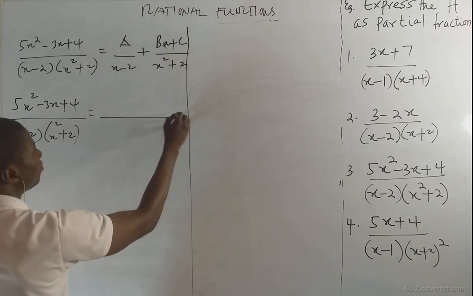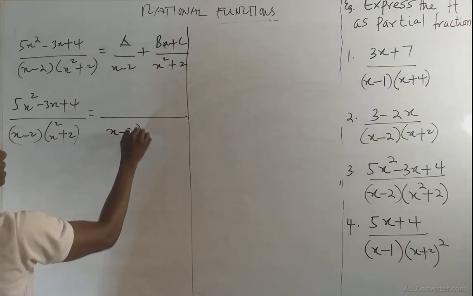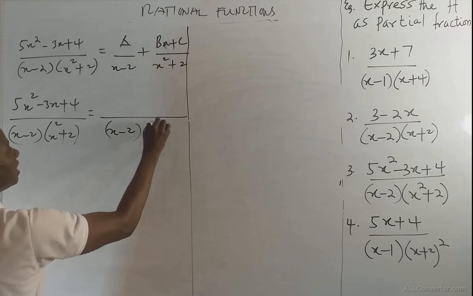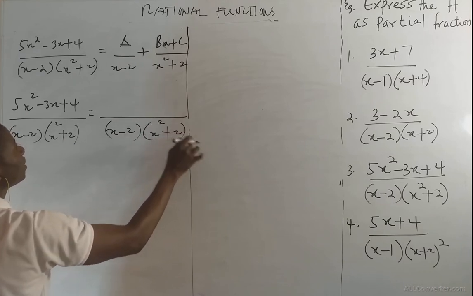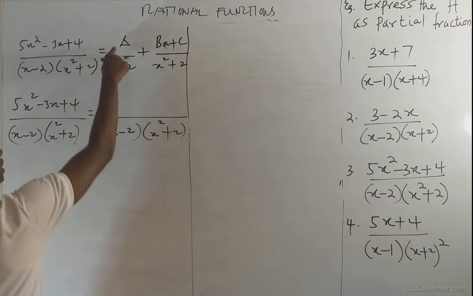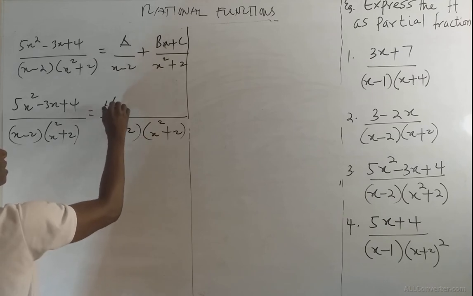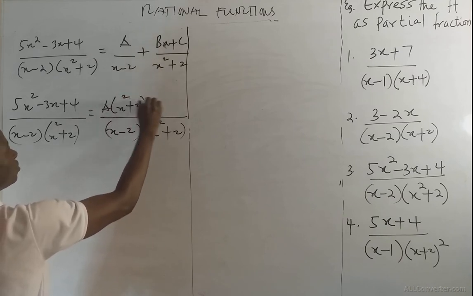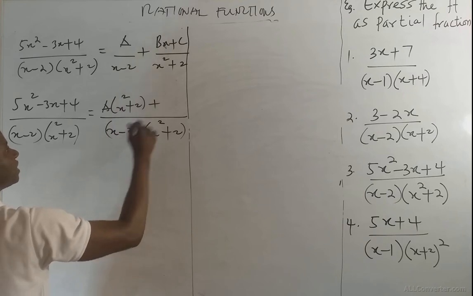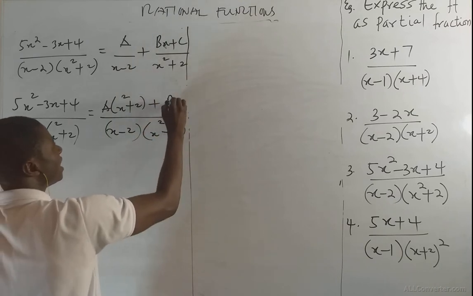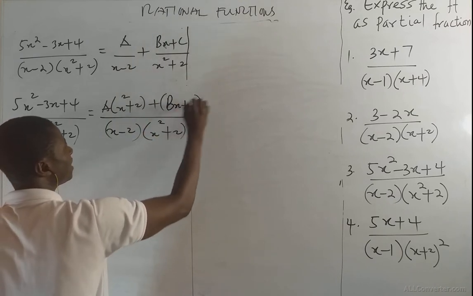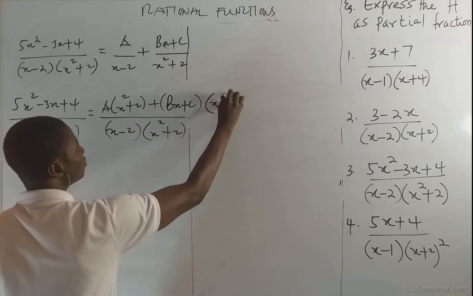We find the least common denominator, which is x minus 2 times x squared plus 2. So here we are left with this: a will multiply x squared plus 2, plus, then this here we are left with this. It means that bx plus c must be put in brackets, and that will multiply x minus 2.